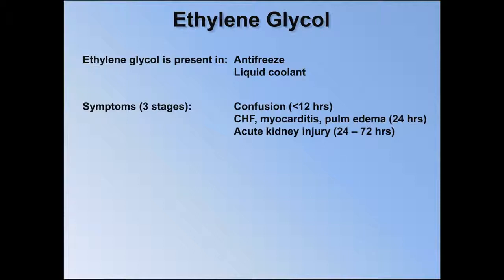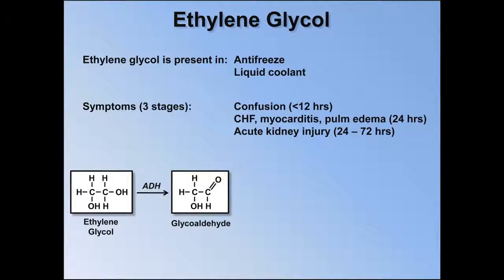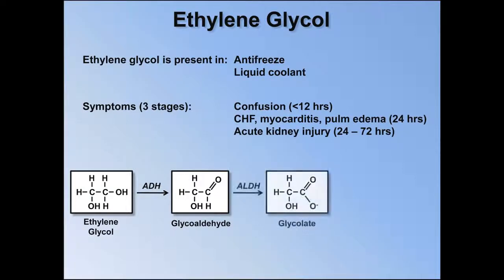As we will see with methanol in a few minutes, an understanding of the metabolism of ethylene glycol is important in understanding key features of its presentation. As with all of these alcohols, the first step is oxidation by alcohol dehydrogenase. In this circumstance, the result is glycoaldehyde. Glycoaldehyde is further oxidized by aldehyde dehydrogenase to glycolate. Glycolate is one of the direct contributors to the elevated gap acidosis seen with ethylene glycol. However, it also impairs cellular respiration at the mitochondrial level and thus results in a concurrent lactic acidosis.